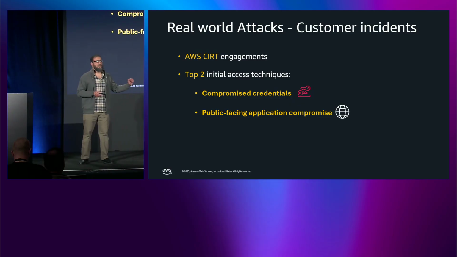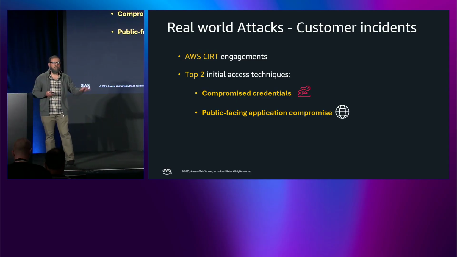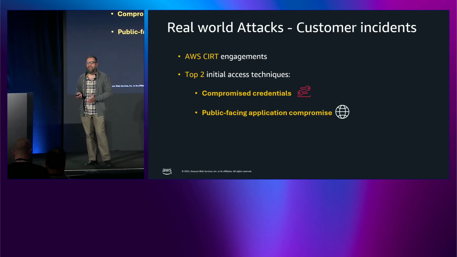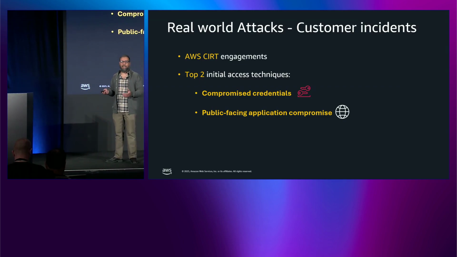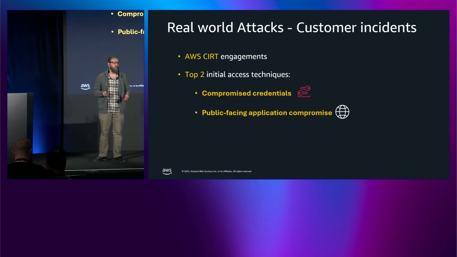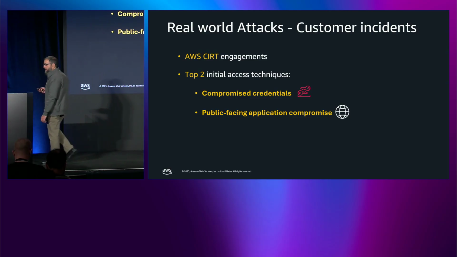Data from AWS CIRT shows that a vast majority of attacks against AWS customers deploy these two initial access techniques. And this is the reason why GuardDuty prioritizes developing detections for these techniques, not just in GuardDuty runtime monitoring, but other GuardDuty features such as CloudTrail monitoring. Furthermore, the real-world attack scenarios that you'll be learning about in this talk are also based on these two initial access techniques.